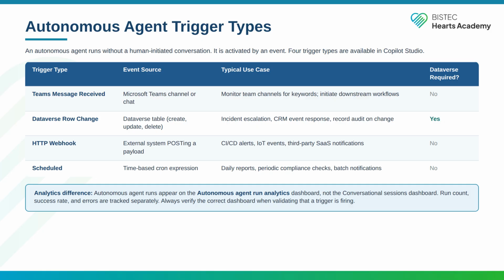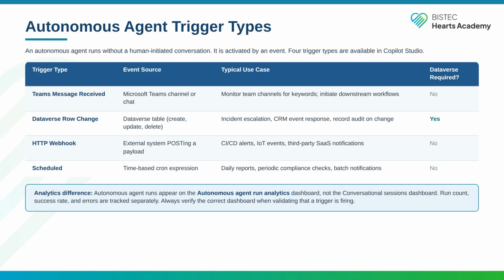Dataverse row change fires on create, update, or delete of a row, optionally filtered by column values. Dataverse required. This is what you are building today. Use case: incident escalation when severity changes to critical. Governance consideration: the agent needs Dataverse permissions. Govern those permissions the way you govern any security role assignment.